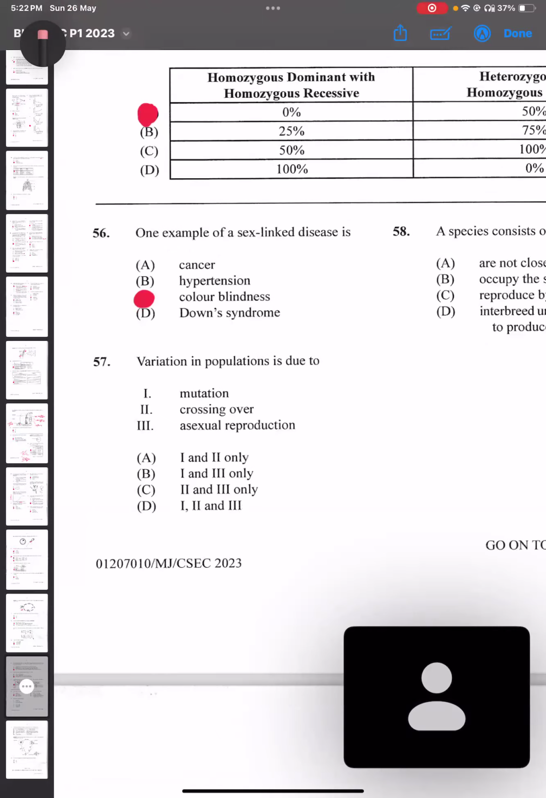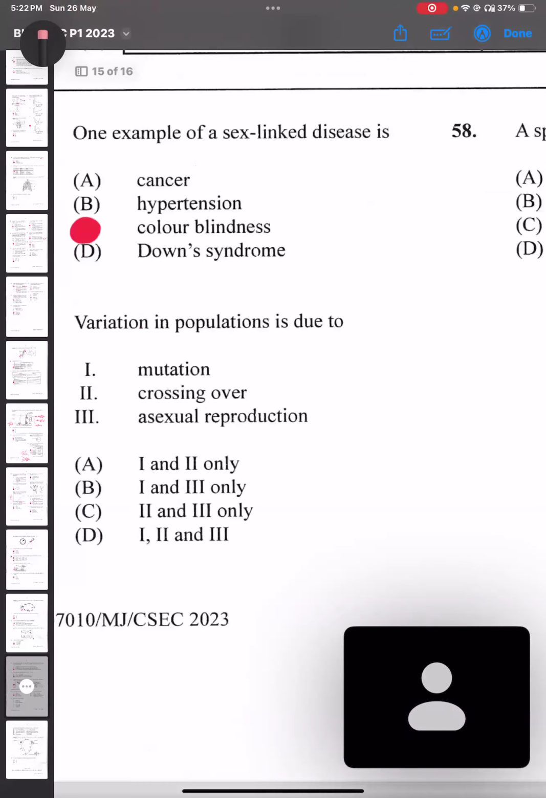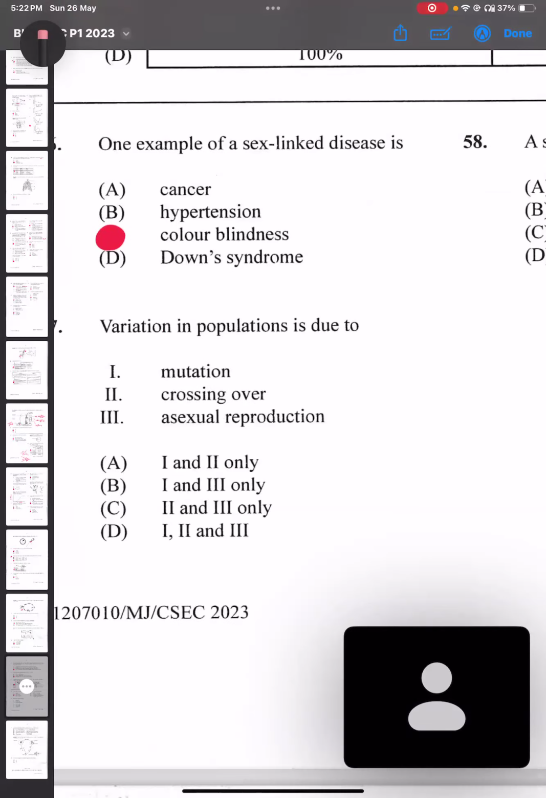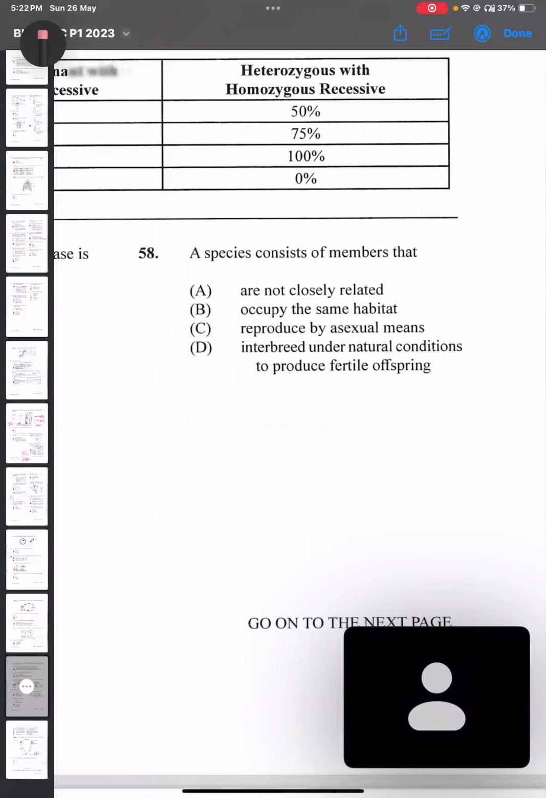For 57, it says variation in population is due to, it has to be mutation and crossing over. We know that asexual reproduction does not give any form of variation. So it would only be 1 and 2, which is A. 58, a species consists of members that... D.